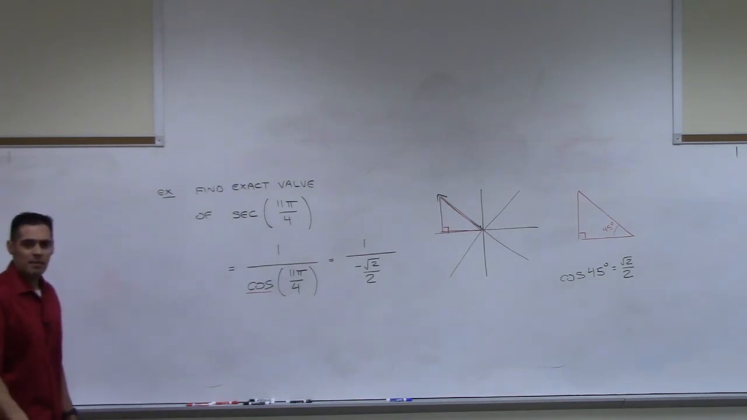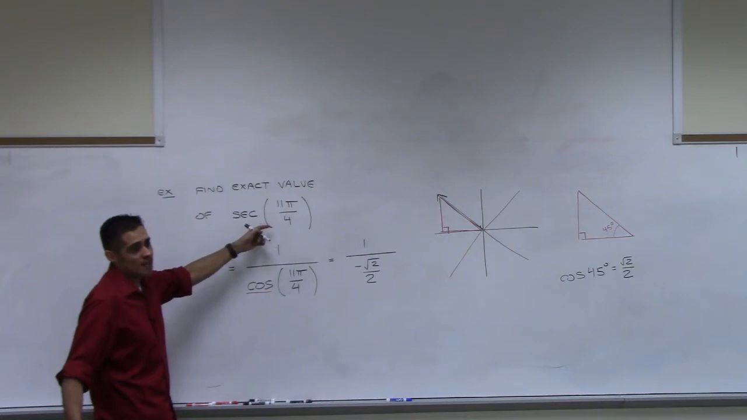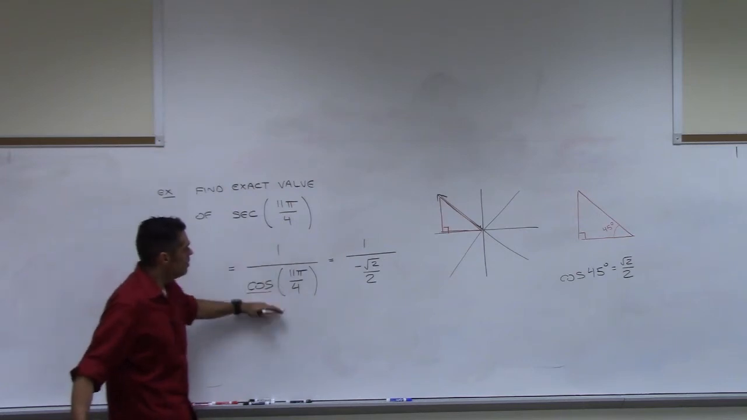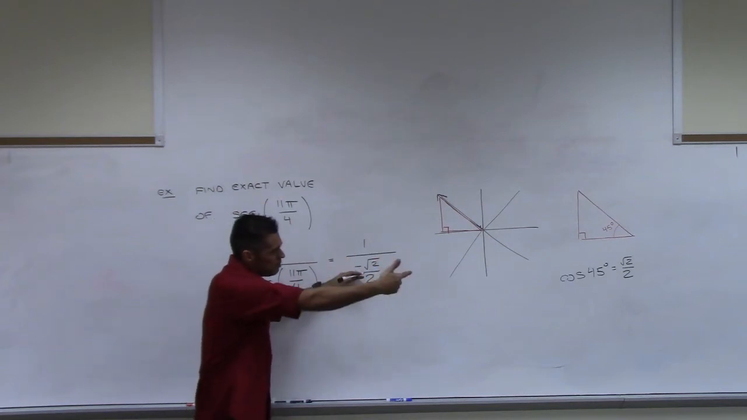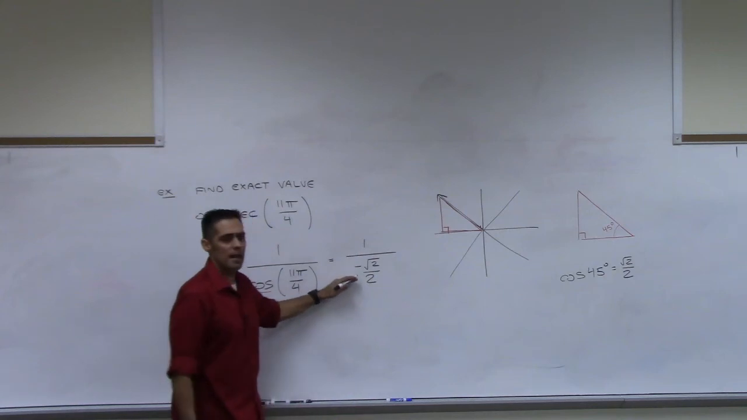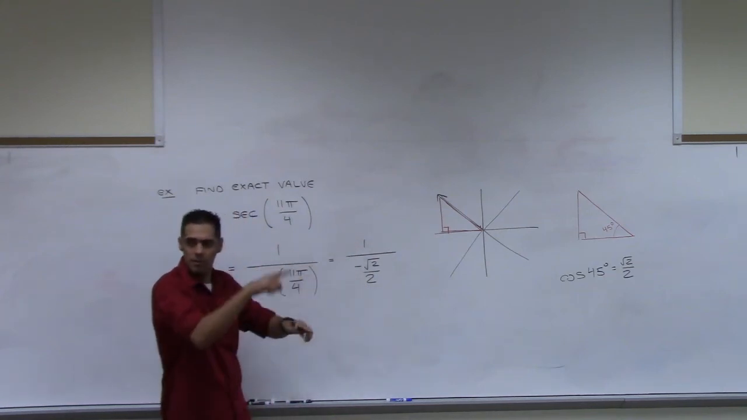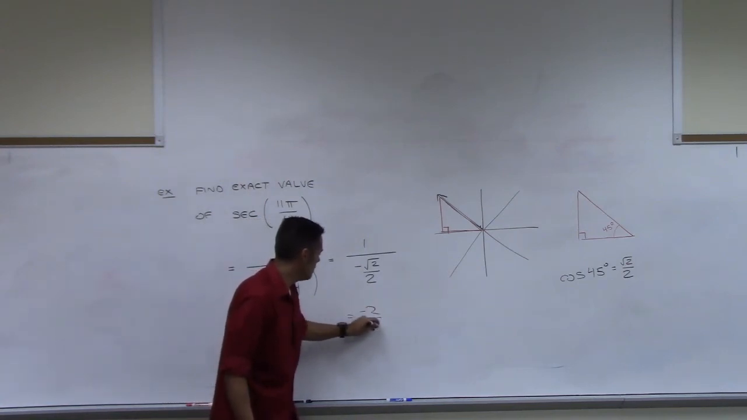We should probably clean that up a little bit. Why did we put it over cosine? The original problem was secant of 11 pi over 4. So I said, all right, secant is 1 over cosine. That's the definition. It's the reciprocal of cosine. And now I wrote down 1 over, now cosine of that angle turned out to use that reference triangle over there, but then I used the sign of the quadrant to give me the negative. Now I just need to flip this fraction, because 1 over a fraction, you reciprocate. So this is really negative 2 over root 2.